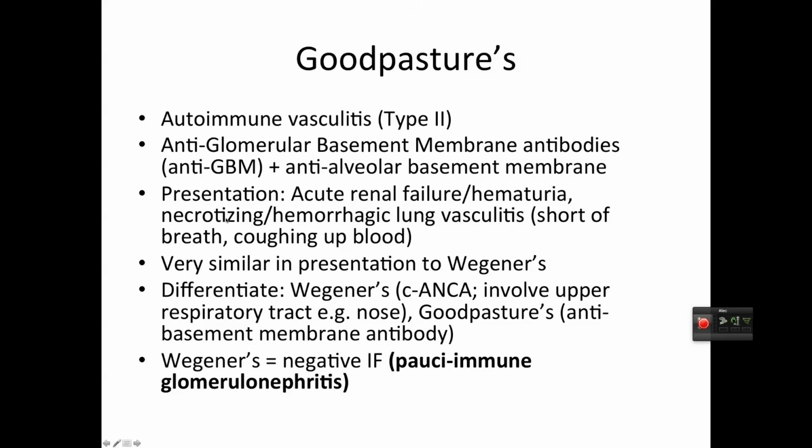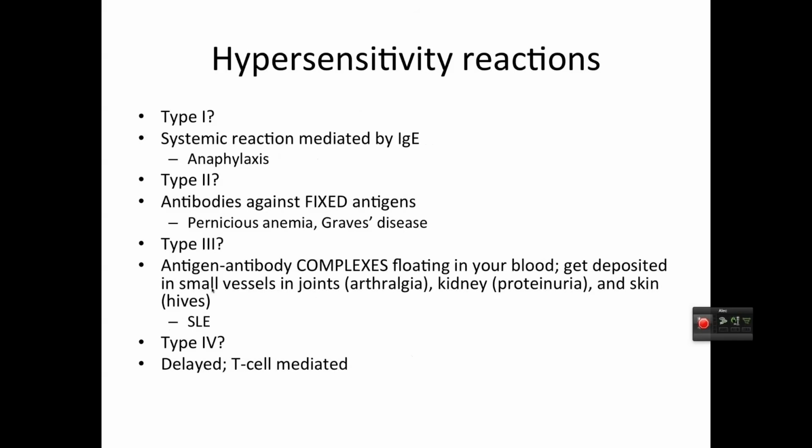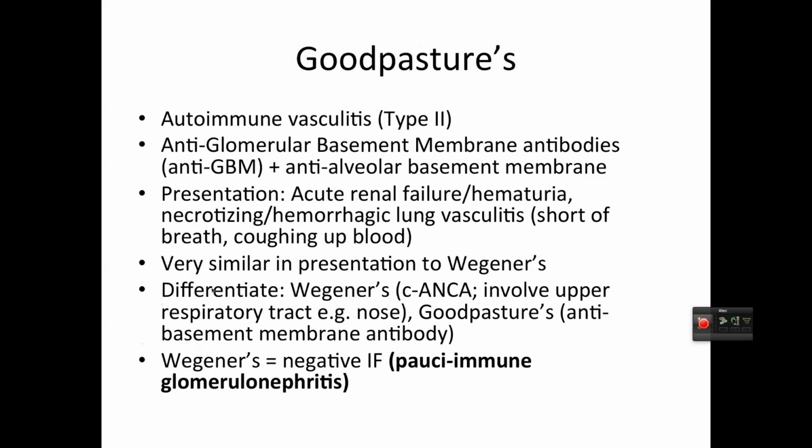So you have to know how it presents. Renal failure, so RPGN, basically rapidly progressive glomerulonephritis. It's very similar in presentation to Wegener's. How do you differentiate it from Wegener's? The lungs. Yes. What do you mean the lung? Upper respiratory. Yeah, so like a bloody nose is something that you would see with Wegener's, but you shouldn't really see it with Goodpasture's. That, and one is ANCA mediated and one is the glomerular basement membrane. And then Wegener's is negative IF. So we'll talk about that in a sec, but keep that in the back of your mind.